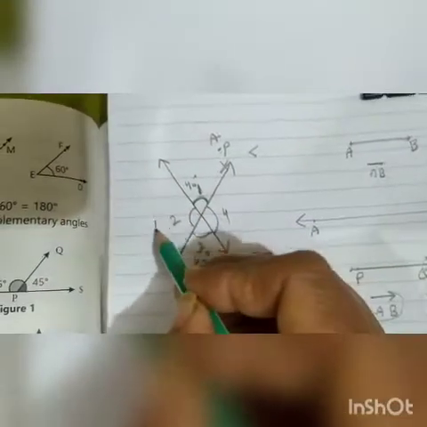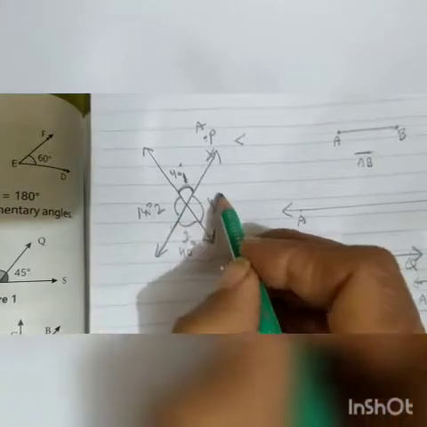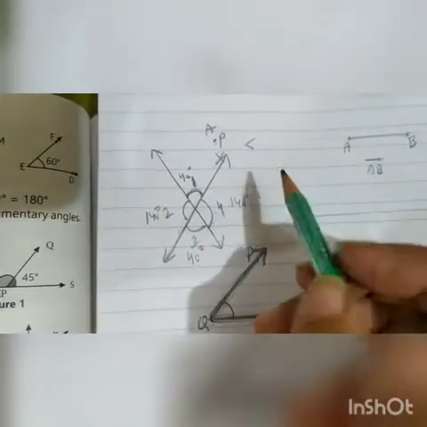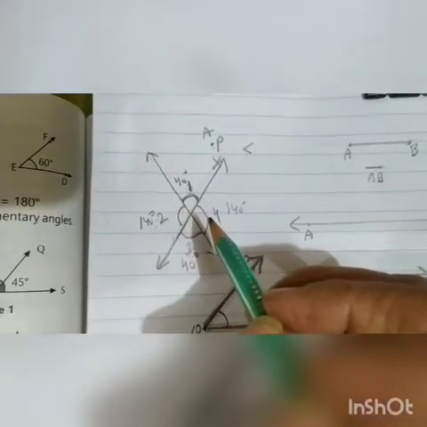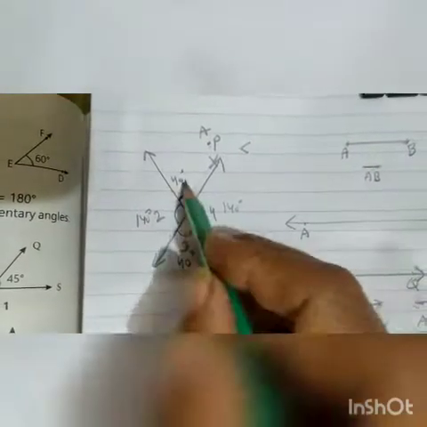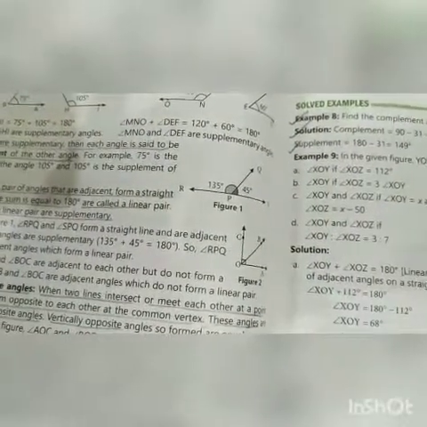If this angle is 140 degree, which angle is opposite to it? 4. It is also 140 degree. So vertically opposite angles are always equal. Again, always remember vertically opposite means एक दूसरे के आमने सामने. These angles. Clear, students?